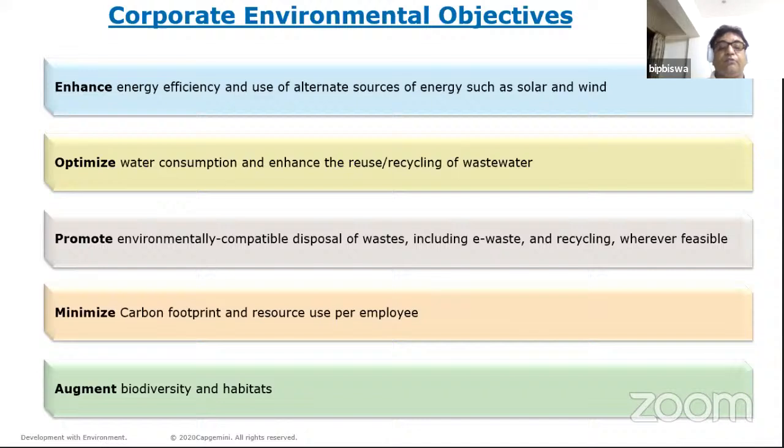They optimize their water consumption, because the water taxes are going to increase, and are increasing every day. So how to reuse or recycle wastewater, and promote environmentally compatible disposal of waste, otherwise they have to pay fines, including for e-waste. And minimize carbon footprint or resource use per employee. Nowadays they have to give their carbon footprint numbers every year to the regulatory agencies, and augment the biodiversity and habitats by helping to improve the environmental process and environmental standards.